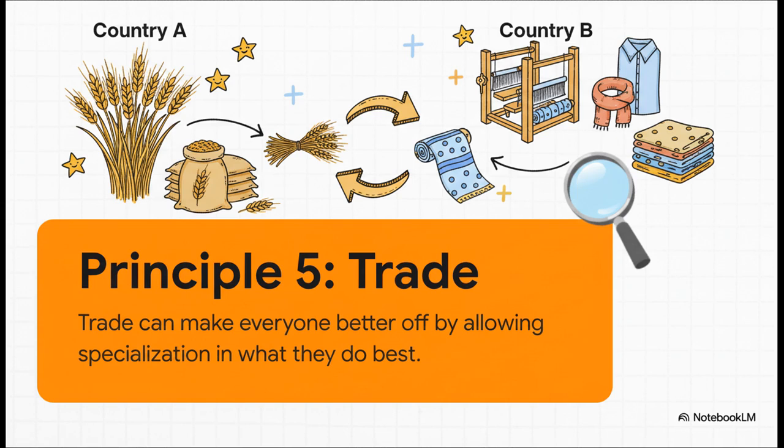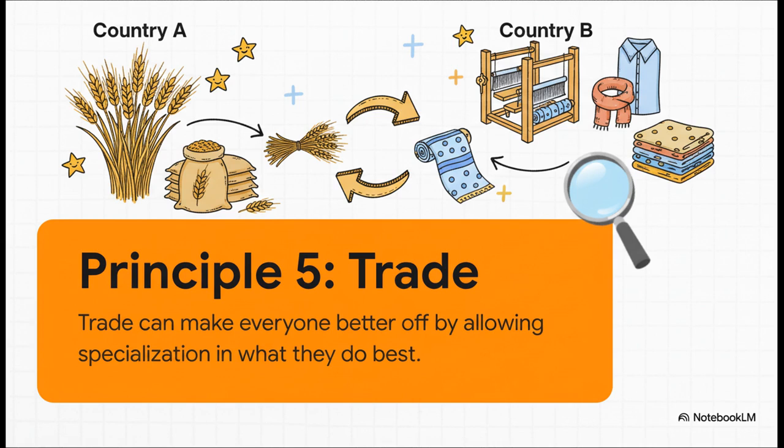We often think about countries competing against each other, like it's a zero-sum game. But Principle 5 shows us something different. Instead of everyone trying to do everything, it's better to specialize. So country A is great at growing wheat. Country B is a pro at making textiles.